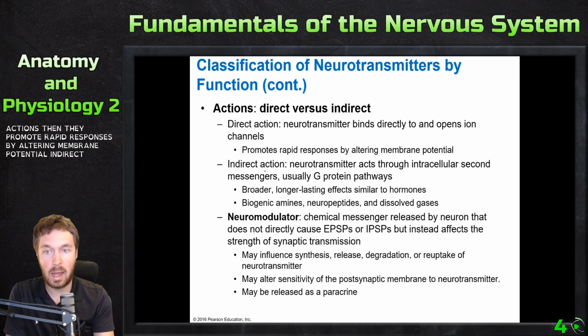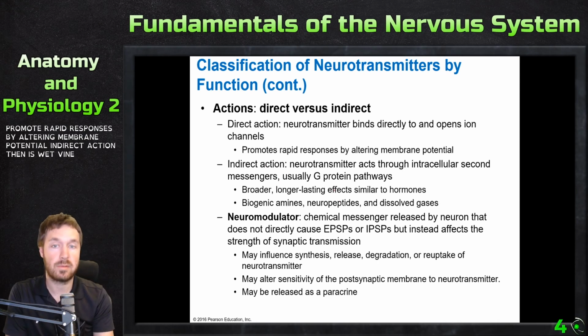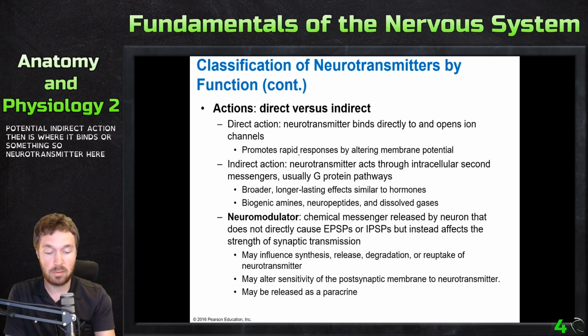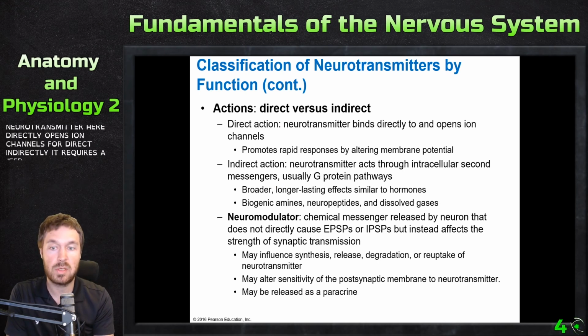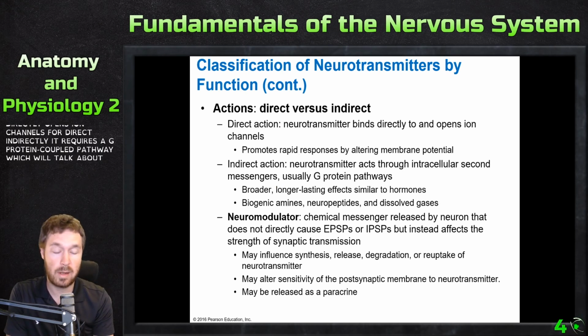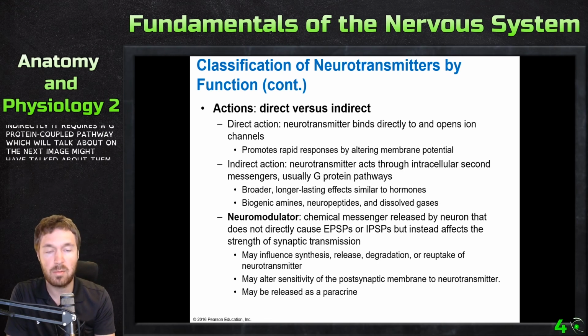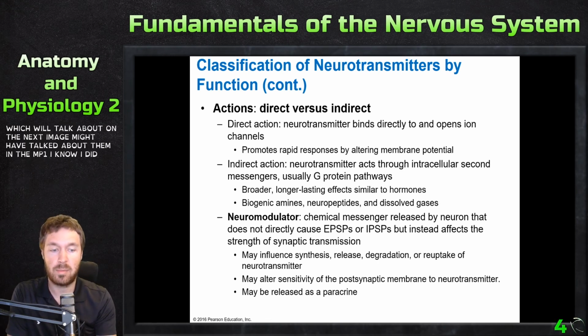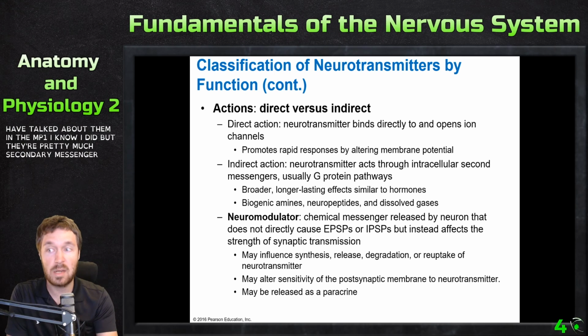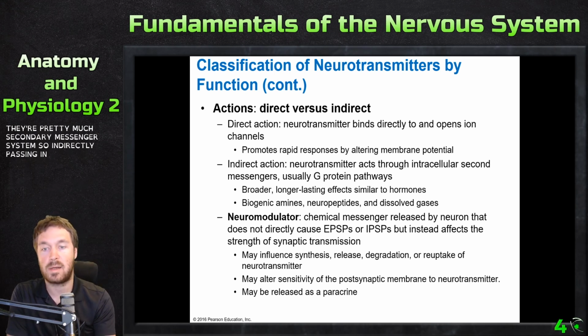Indirect action then is where it binds through something. So neurotransmitter here directly opens ion channels for direct. Indirectly, it requires a G protein coupled pathway, which we'll talk about on the next image. You might have talked about them in AMP1. I know I did, but they're pretty much secondary messenger systems. So it's indirectly causing an effect.